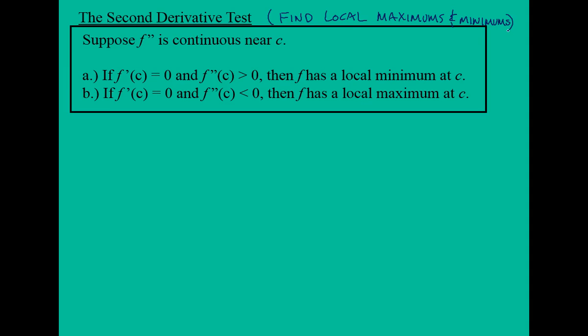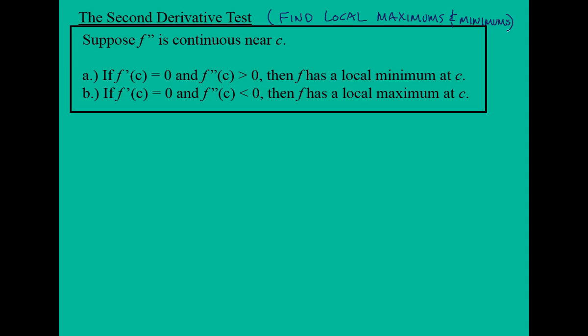We already have a test for this. We looked at where the first derivative was increasing and decreasing, and we could determine if we had local maximums and local minimums. This is just another way of finding local maximum and minimums. It's called the second derivative test.